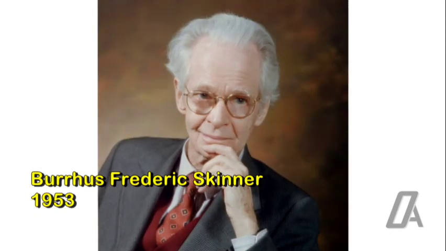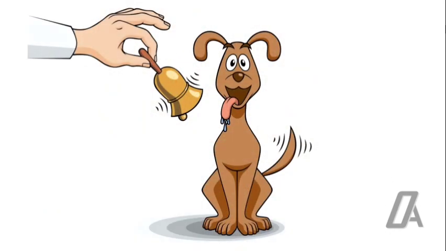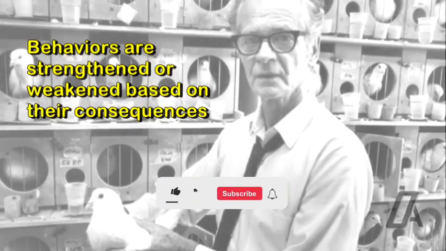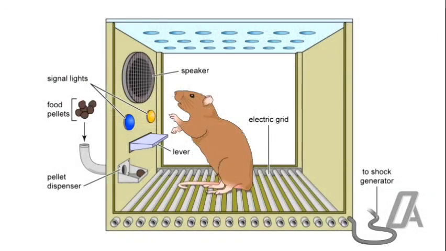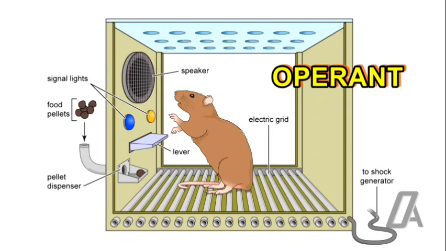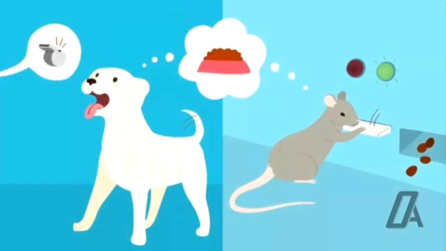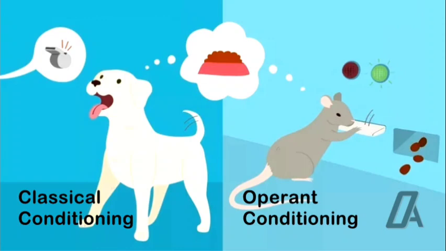Operant conditioning, proposed by Boris Frederick Skinner in 1953, expands upon the principles of classical conditioning introduced by Pavlov. Skinner defined operant conditioning as a form of learning where behaviors are strengthened or weakened based on their consequences. Skinner coined the term operant to describe any active behavior that affects or operates upon the environment to produce consequences. Unlike classical conditioning, which focuses on involuntary reflexive responses, operant conditioning emphasizes voluntary behaviors that are influenced by their outcomes.